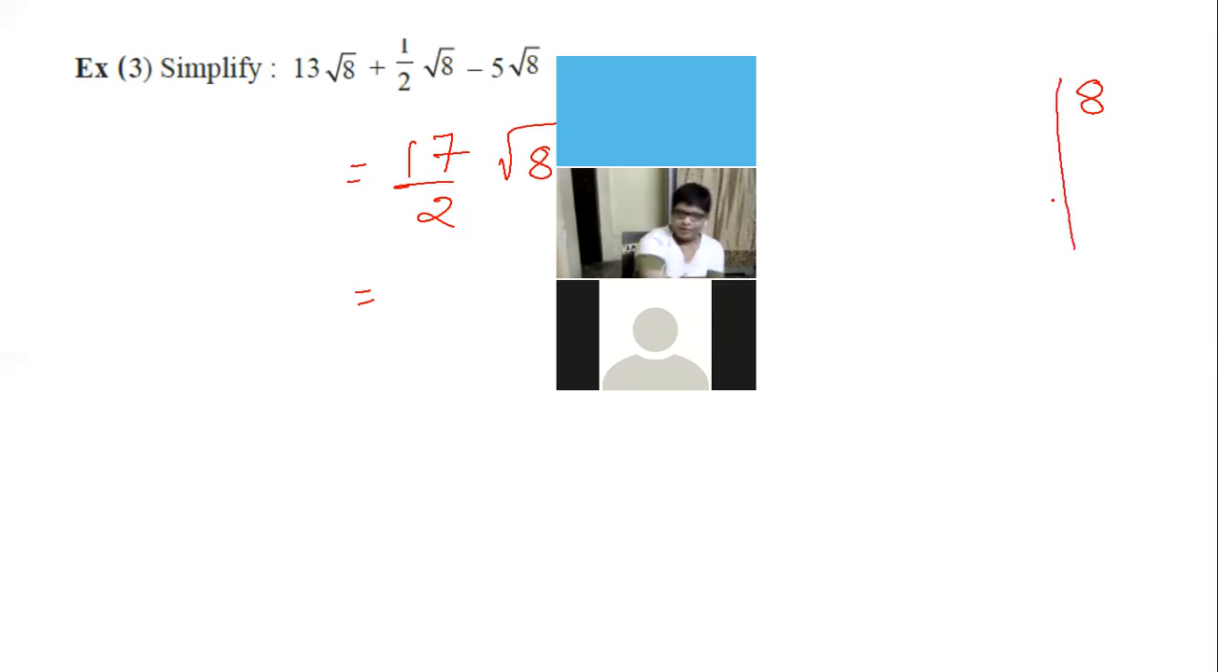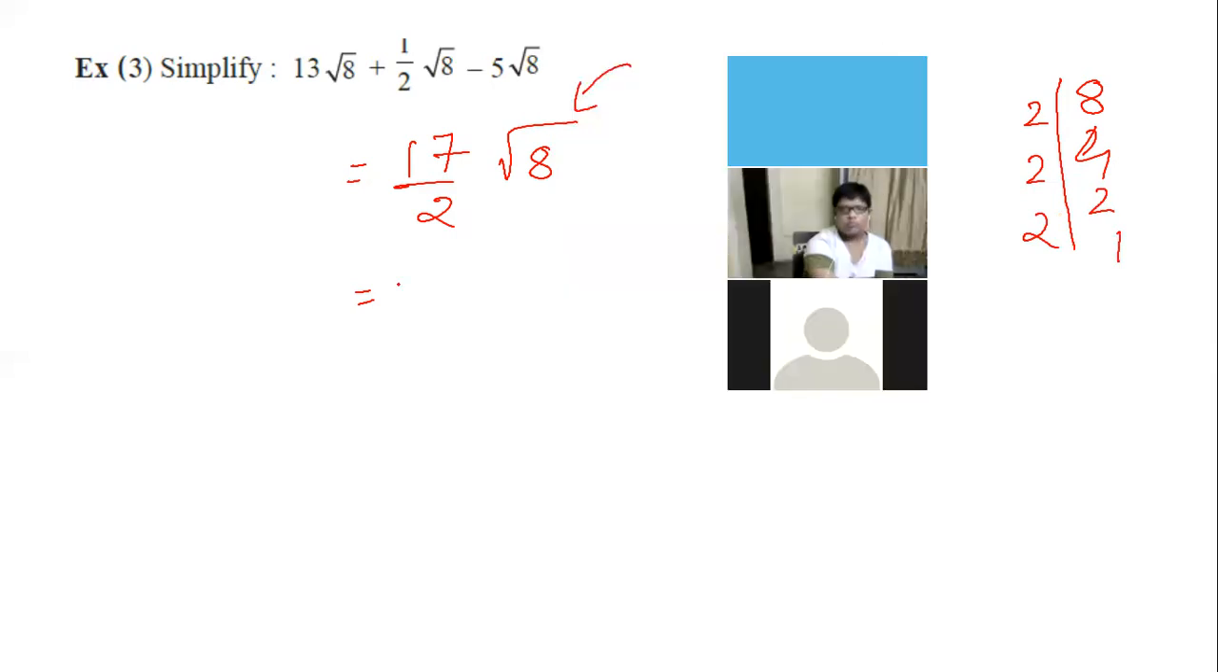Find out the prime factors. Divide by 2. Yes, divide. So 2 fours are 8, 2 twos are 4, and 2 ones are 2. So what will be the simplest form? Can you tell me just looking at the prime factors? 2 root 2. So instead of root 8, I'll write here 2 root 2.